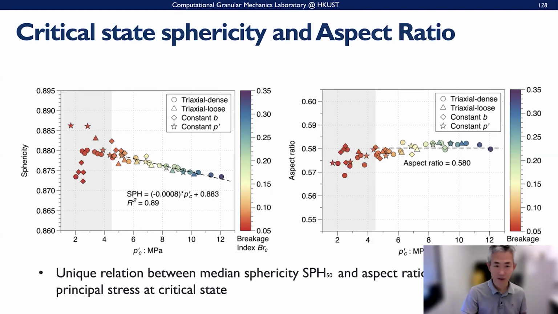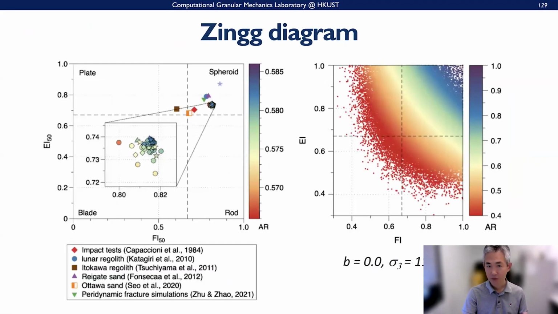And here is further analysis of the critical state, sphericity, and aspect ratio. We found that we can generally regard that as a unique relation between the median sphericity and the median aspect ratio with the mean principal stress at critical state. And then we further inspect this diagram, putting only the triaxial compression case together with other materials, like crushable material from other planets, and we collapse those together.